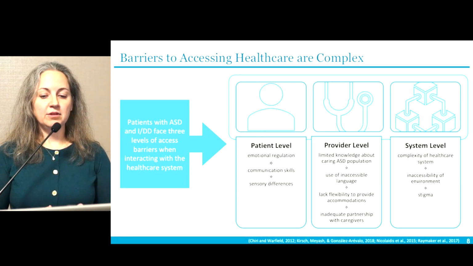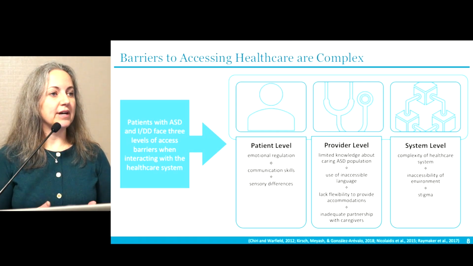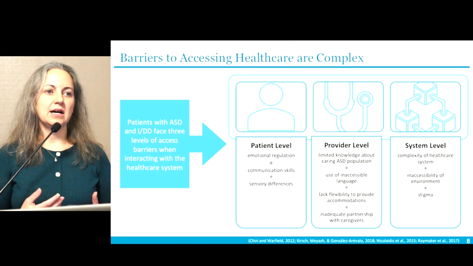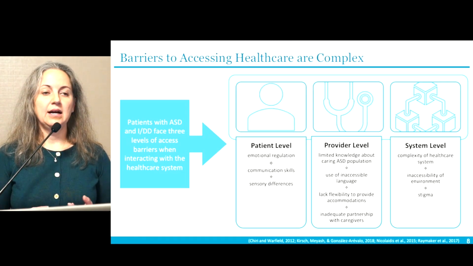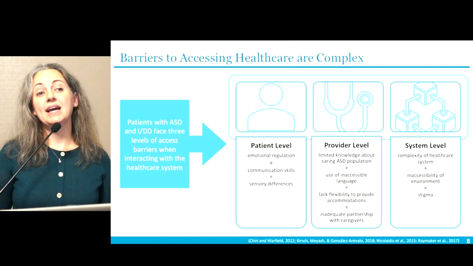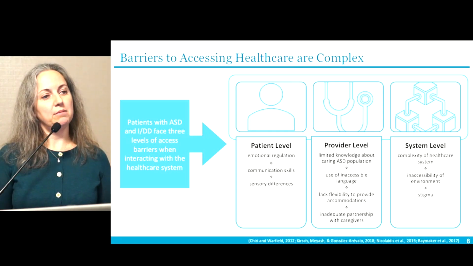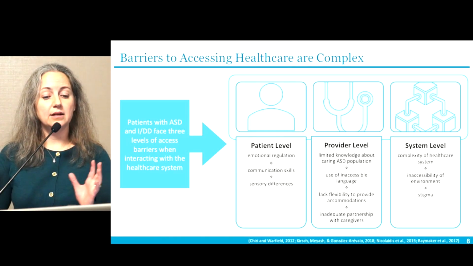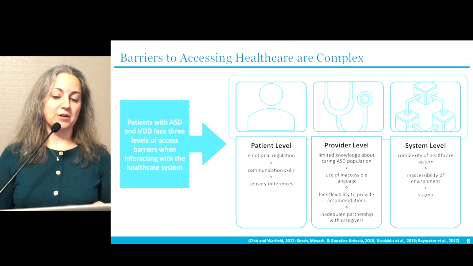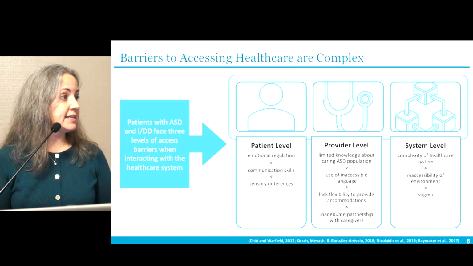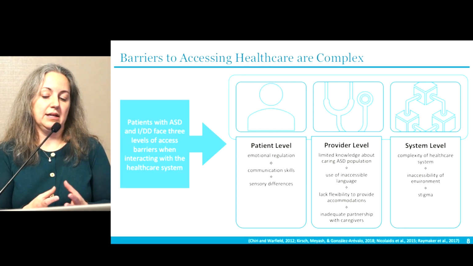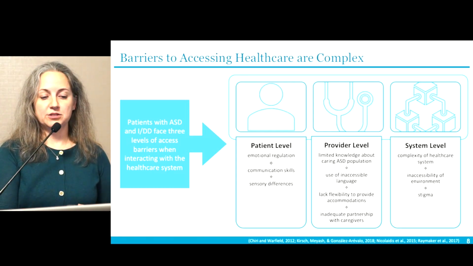There's the provider level, so it could be limited knowledge about caring for people with ASD, use of communication that is not accessible for the person, maybe not being as flexible around thinking about how to provide accommodations, and not as supportive of partnerships with caregivers. And then the research has also identified the system level barriers, so stigma, the complexity of the system, which I think is an area where I've been able to make a lot of progress for patients and families, and also stigma.